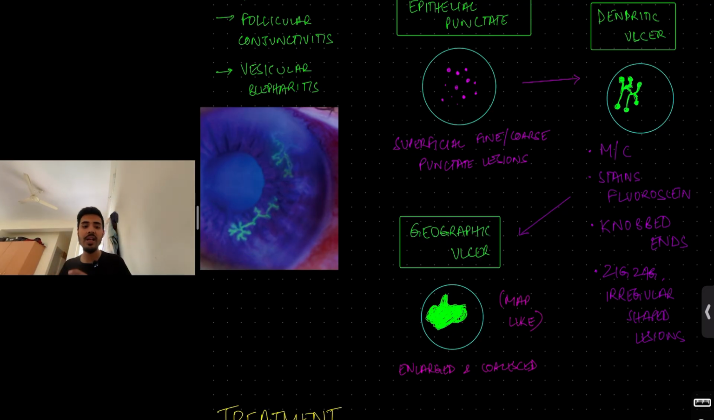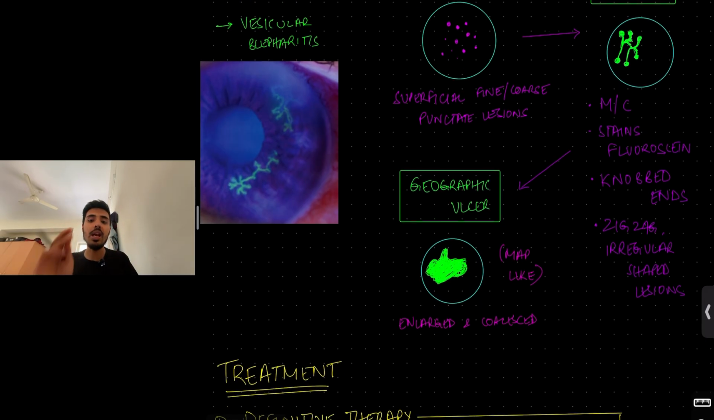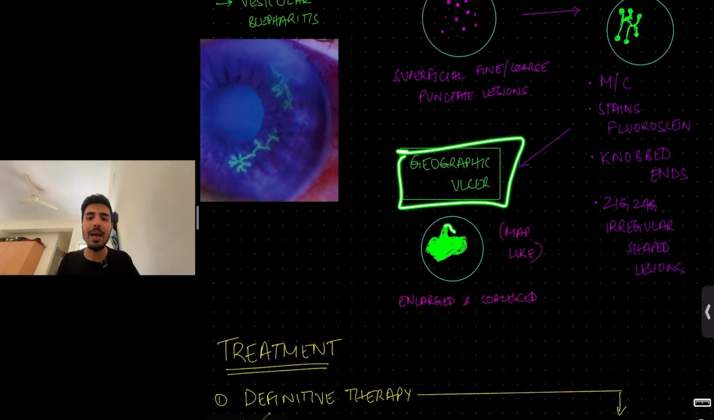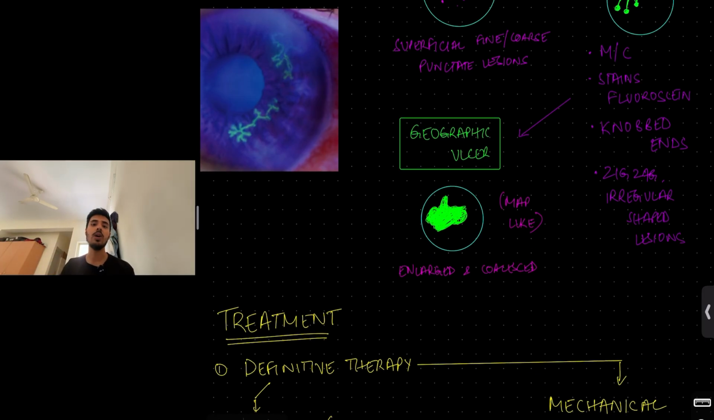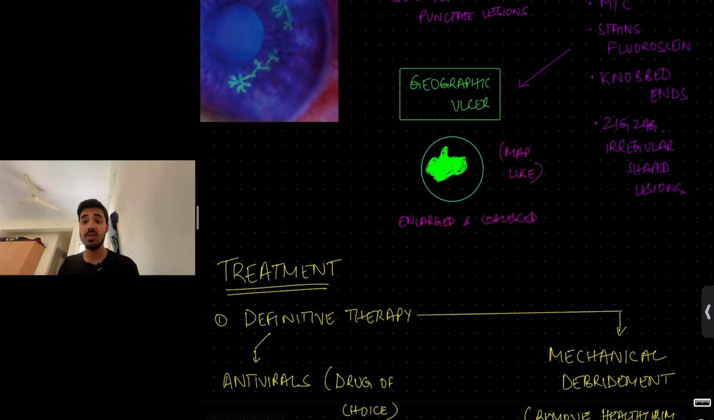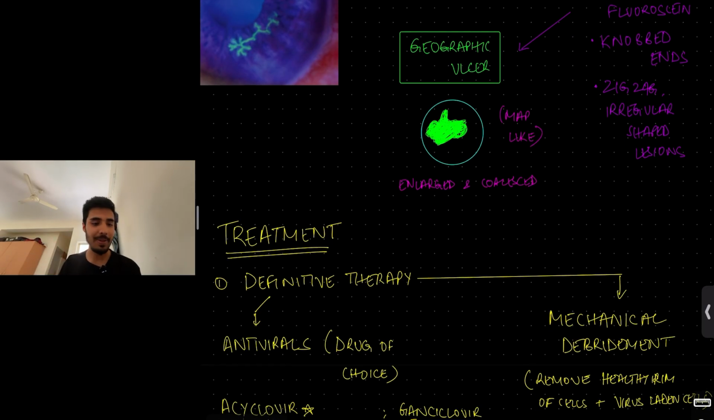If the dendritic ulcer enlarges and coalesces, then it will become a large geographic ulcer, map-like. It looks like a geography map, right? So that is why it's known as a geographic ulcer. So from superficial epithelial punctate keratitis to the most common clinical presentation, the dendritic ulcer with knobbed ends, and then to geographic ulcer. This is about the corneal signs of epithelial keratitis.